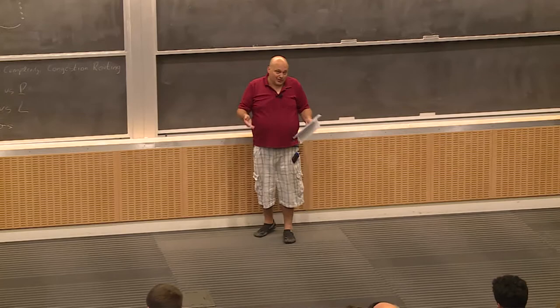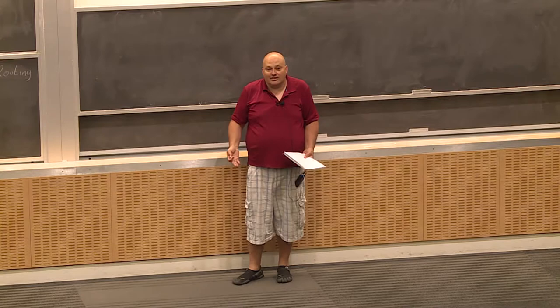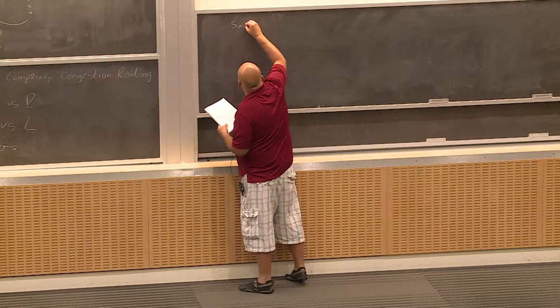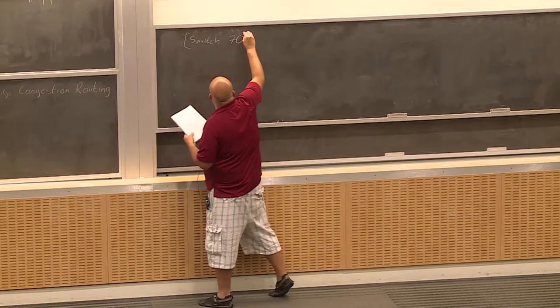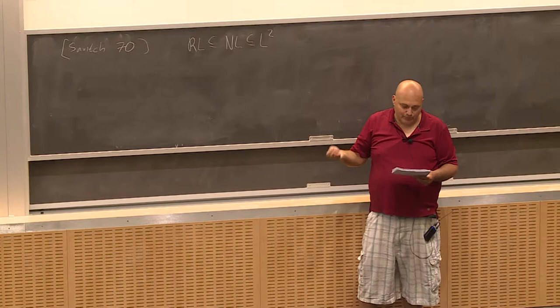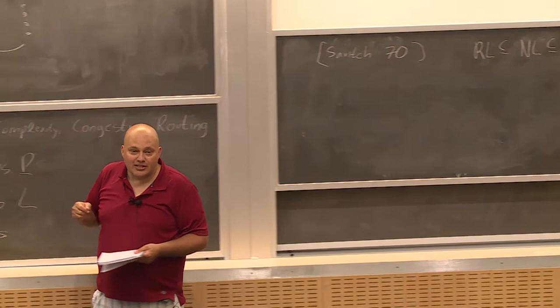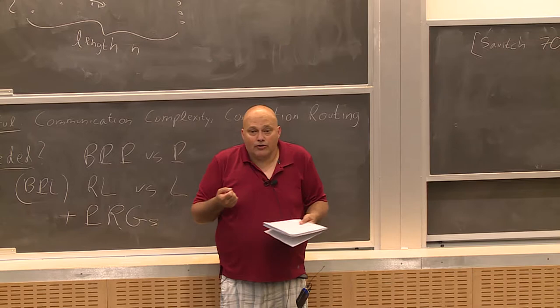If you're not going to ask me questions, I'm going to ask you questions, so it's a trade-off. So Savitch is a result about NL, but it's also a result about RL, right? So RL is contained in NL, which is contained in L squared, log squared space. And the reason I'm raising it is because this one basic idea that is in Savitch has been following us through most of our work on RL derandomization or even BPL.